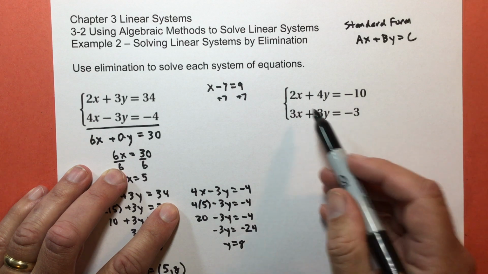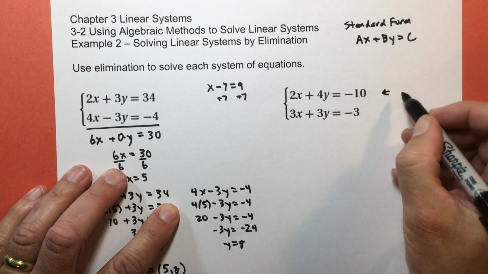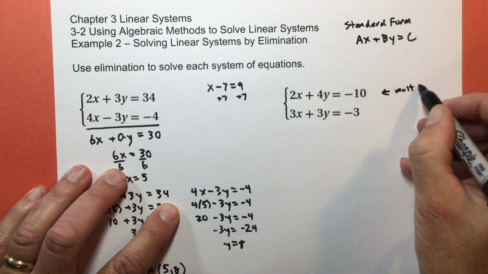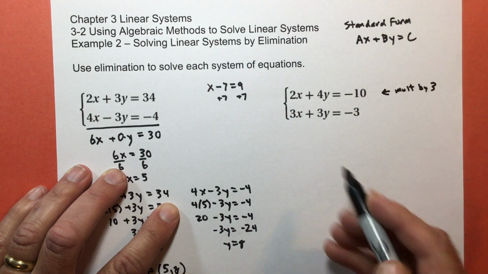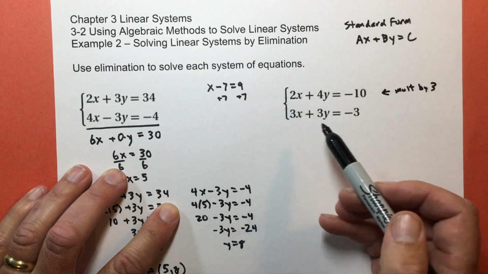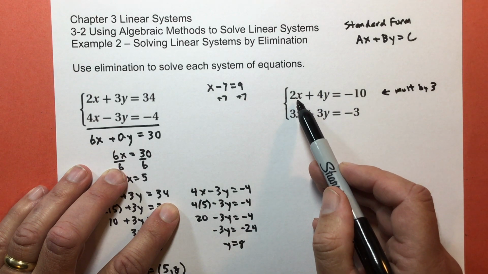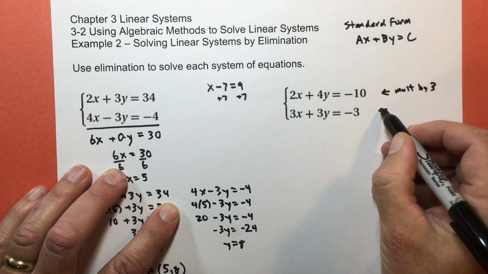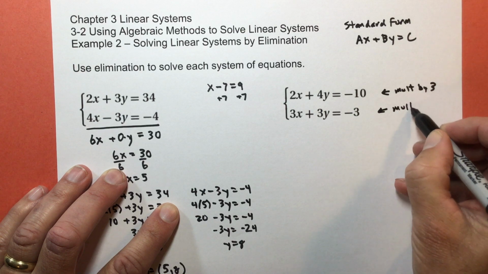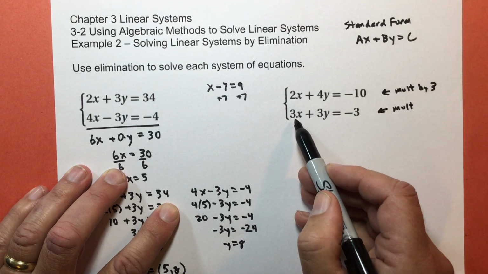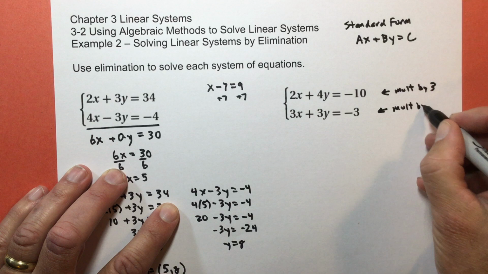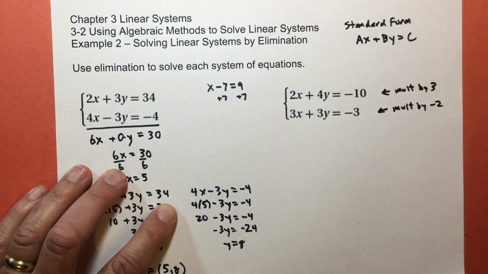So what I'm going to do is I'm going to multiply everything by 3. That'll give me 6x here. It'll also give me some other things over here, but I want 6x, 6 times x. And I'm going to multiply this one. I want this to be negative 6x, so I'm going to multiply by negative 2.